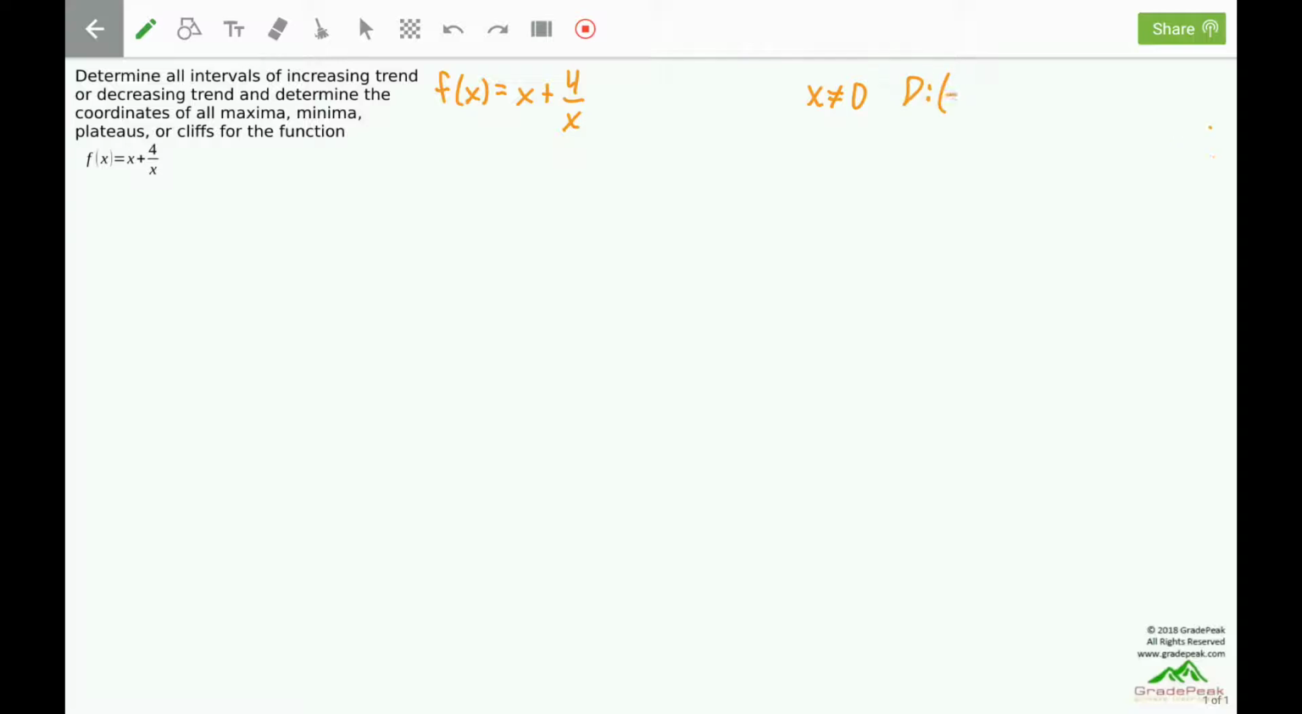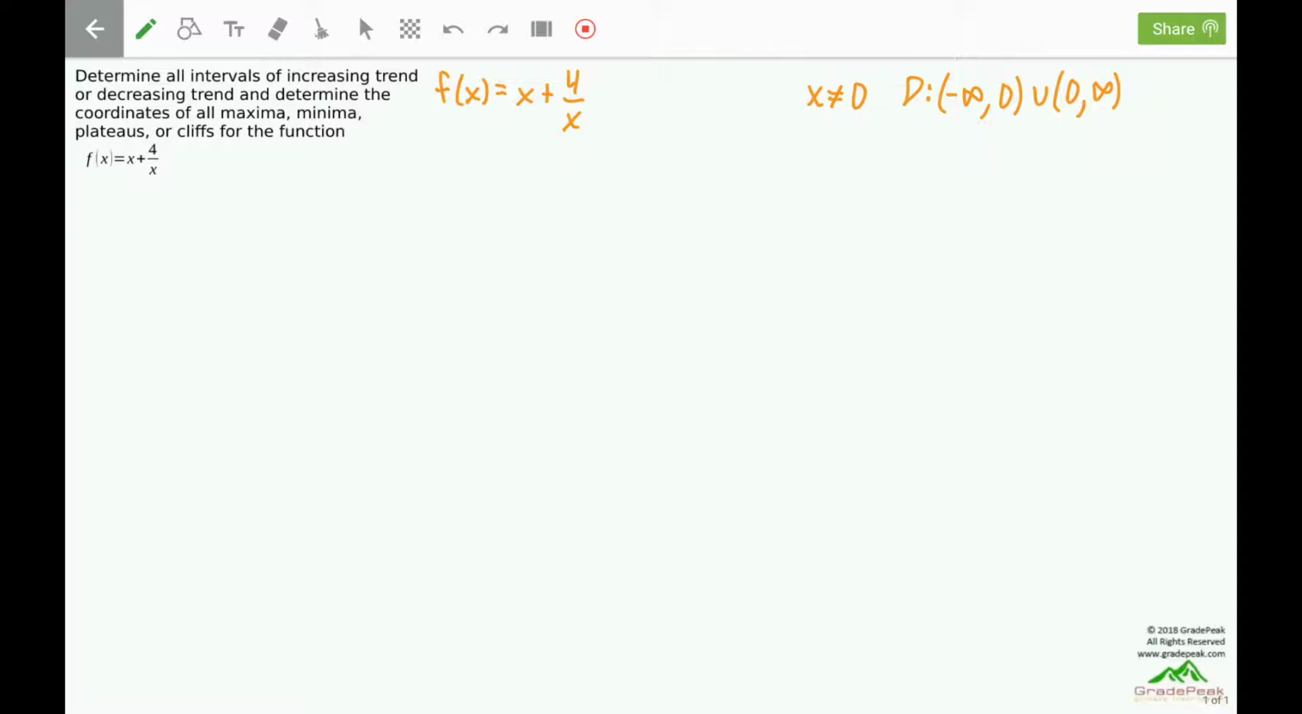So it starts at negative infinity, up to 0, not including it, so round bracket, union, begins again at 0, not including it, round bracket, up to positive infinity. That domain is all real numbers except for 0. 0 will be a vertical asymptote here.